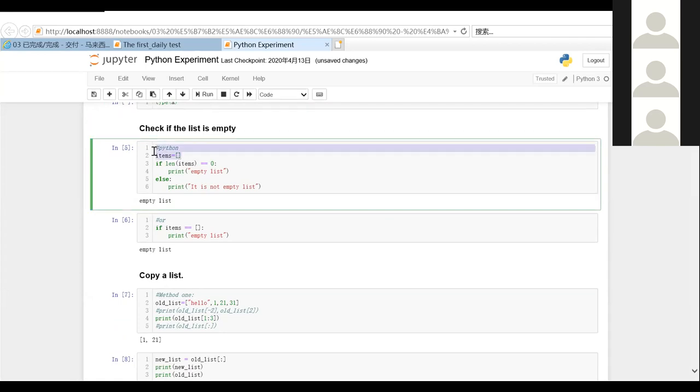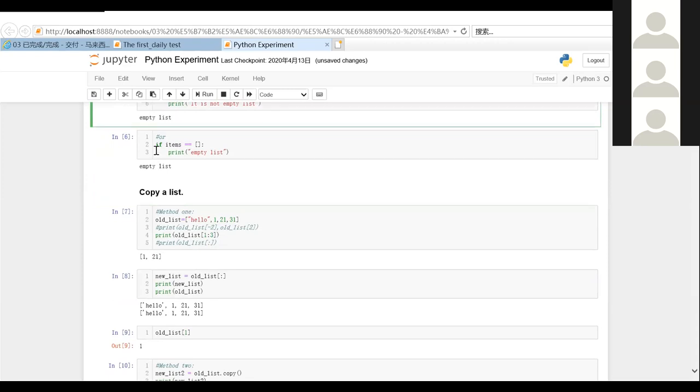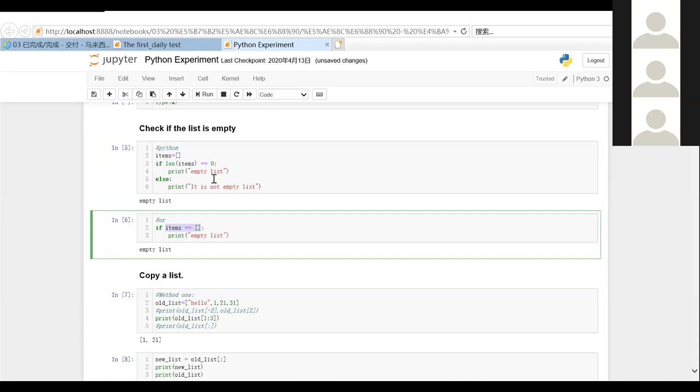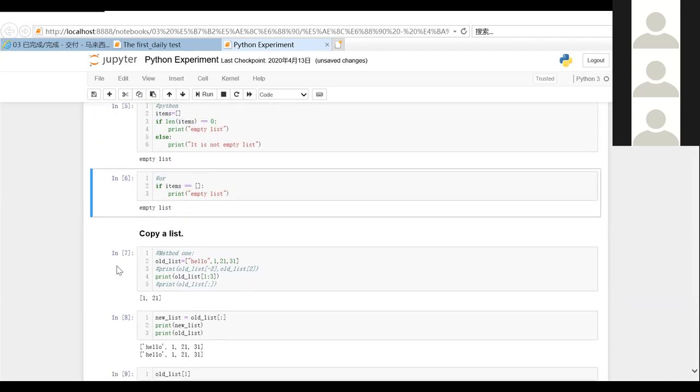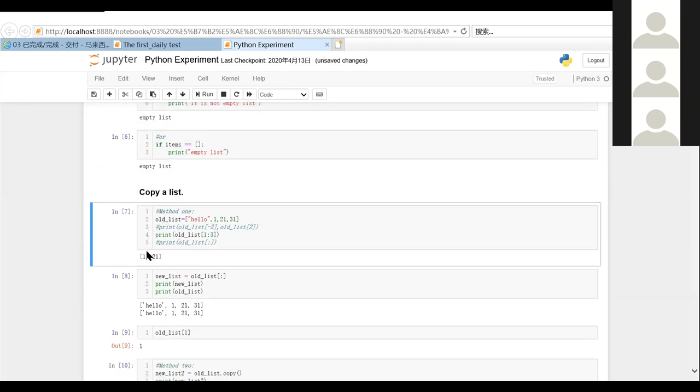So these items are an empty list, and to check if it's an empty list, we can use this len, the built-in function. And if this len equals zero, it's an empty list. And also we can use expressions like this to check if the list is an empty list. So these two cells check whether the list is empty or not. And the next one is some operations about the list.